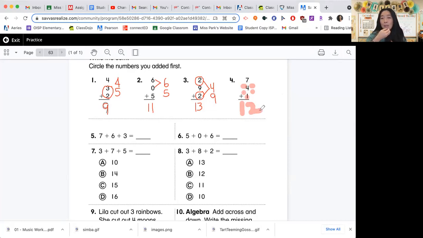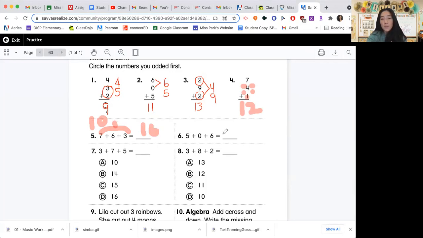Now that one might be a little more confusing for you guys. So do whatever you want. Do whatever way is easiest for you. So I'm going to show you guys each of those ways again. So for 7 plus 6 plus 3, I know that 7 plus 3 equals 10. And I know that 10 plus 6 equals 16.